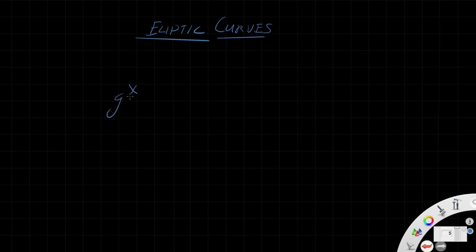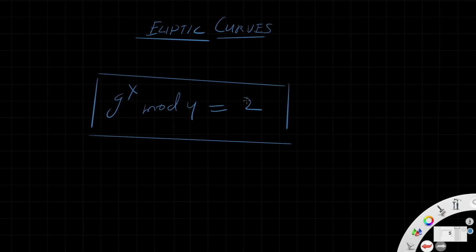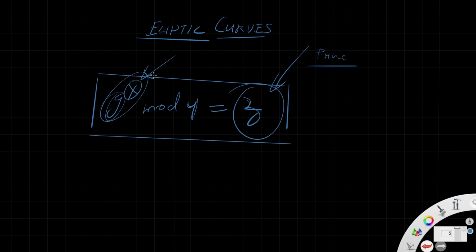So g raised to x mod y equal to z. We use this kind of equation almost everywhere. So let me write this in a proper way. g raised to x mod y. y is normally a very large prime number, and mostly x is the secret at some point, and g is also the public base more often than not, especially in the case of something like Diffie-Hellman we have seen. Now the crux of this thing is that given z, which is almost always public, it is literally impossible to calculate x. That's the whole point of this particular equation.